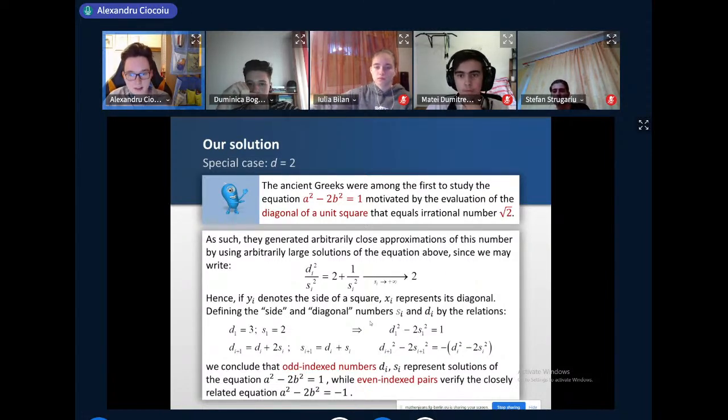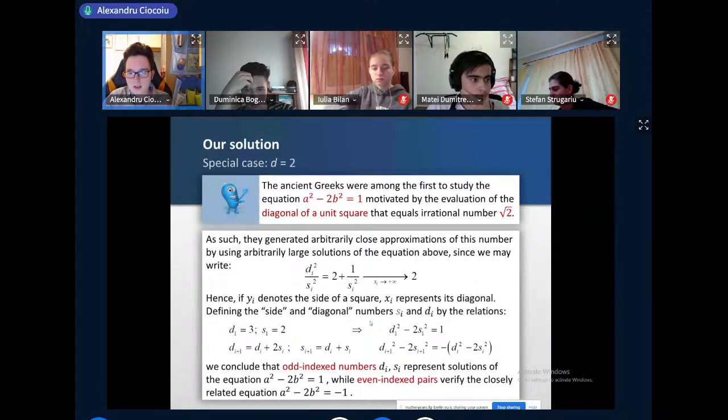Defining the side and diagonal numbers as s of i and d of i by those relations, when we choose the pair 3 and 2, we get the equation d of 1 squared minus 2s of 1 squared equals 1. Now, for the general case of that particular Pell equation, you can look at the relations below. We conclude that odd index numbers d of i and s of i represent the solutions of the equation a squared minus 2b squared equals 1, while even index pairs verify the closely related equation a squared minus 2b squared equals minus 1.